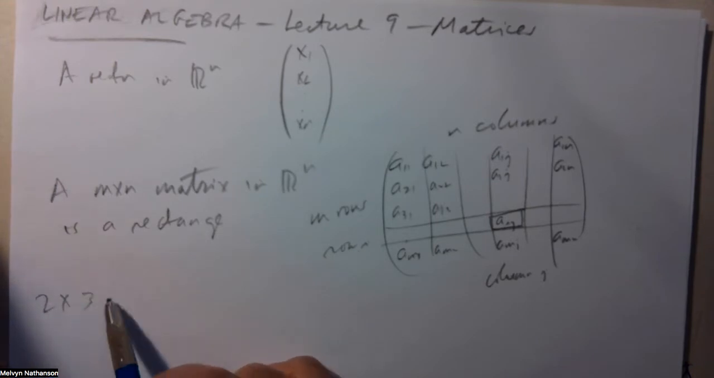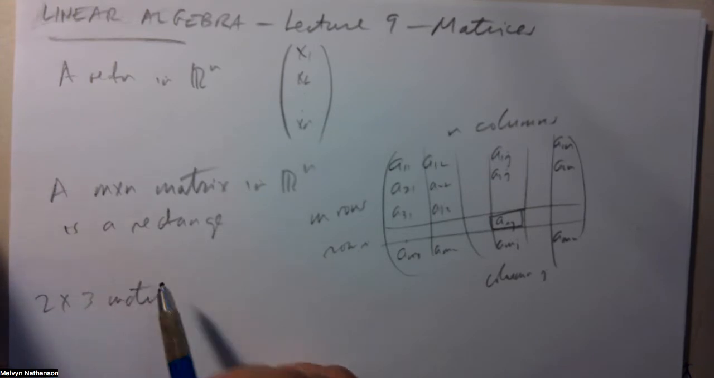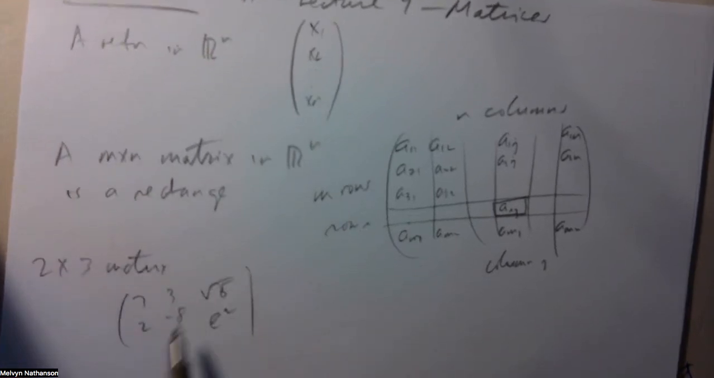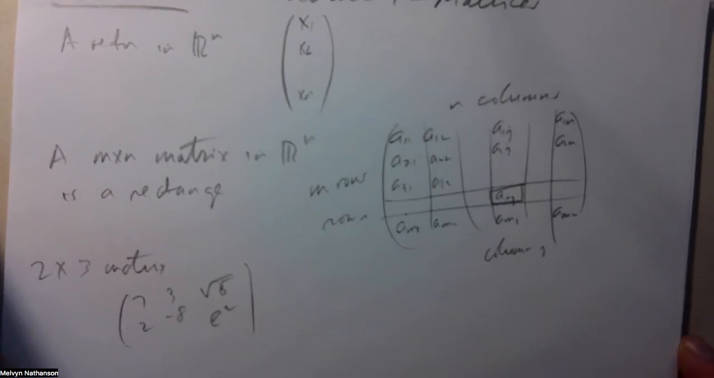It's just a rectangular array of numbers. So for example, a 2 by 3 matrix might look like this: 2 rows, 3 columns. 7, 2, 3, minus 8, square root of 5, e squared. These are just numbers. That's a 2 by 3 matrix. So a matrix is just a rectangular array of numbers.